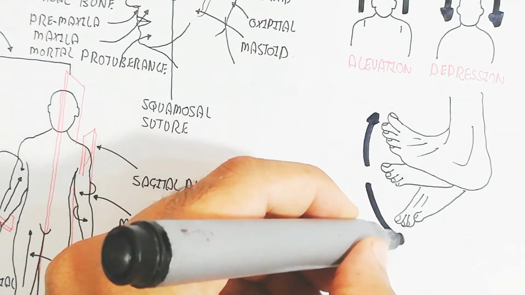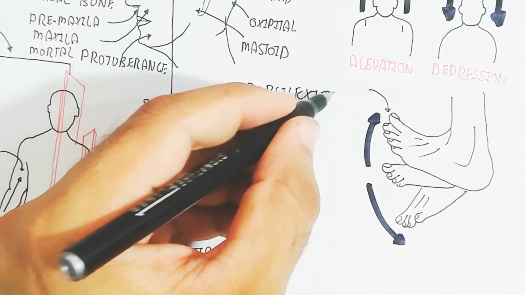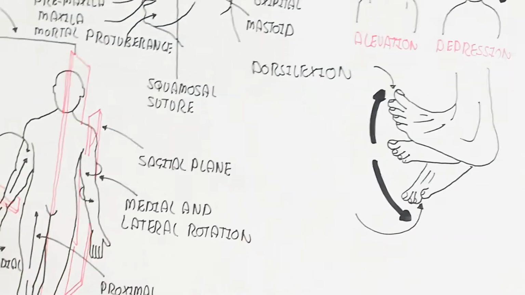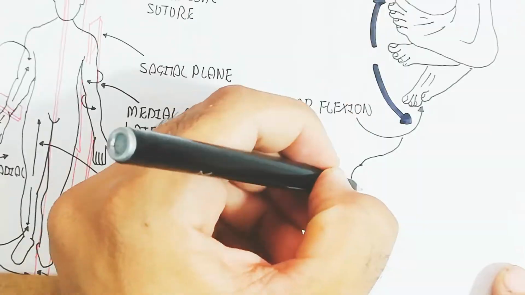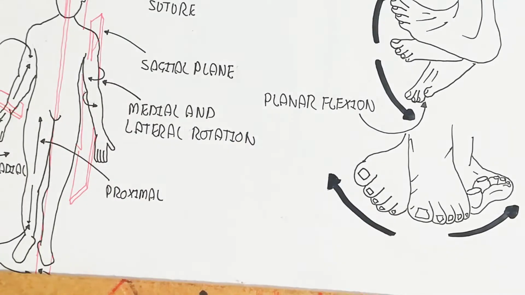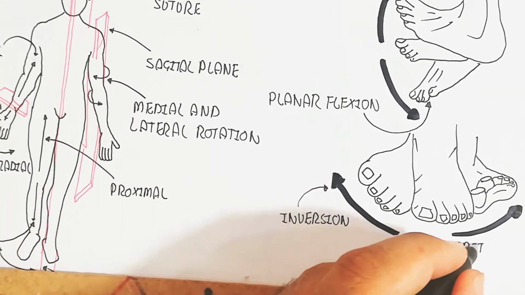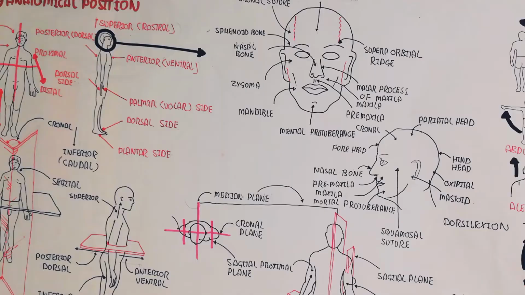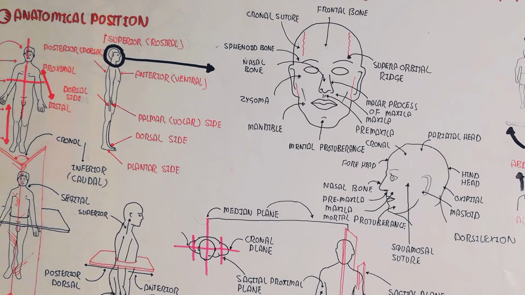Here you can see the movement of the foot upward and downward, which is dorsiflexion and plantar flexion. On the other hand, this is inversion and eversion. This is the inversion and this is the eversion of the foot. I hope you make sense of the terminology of position.